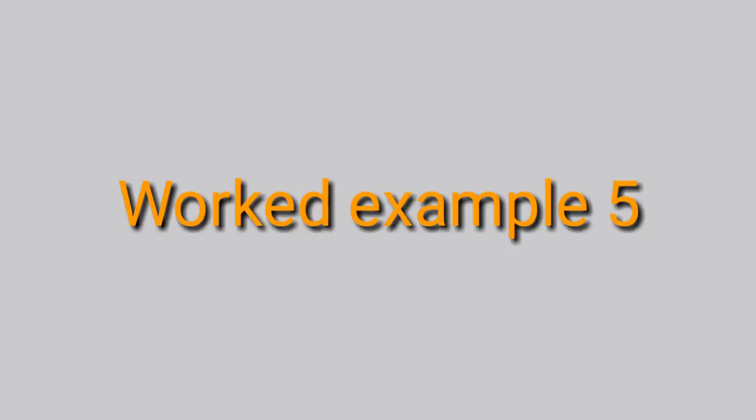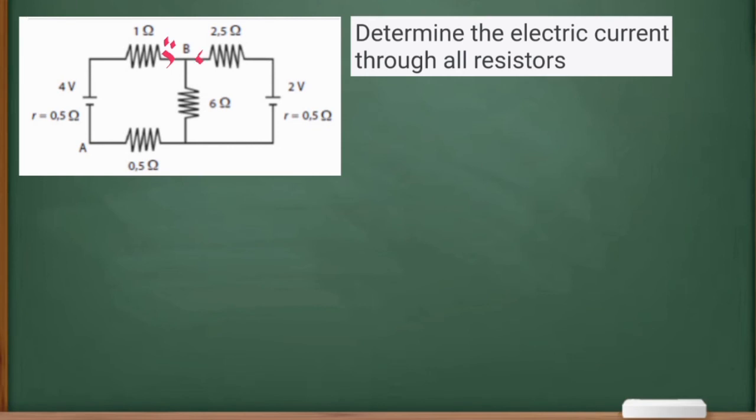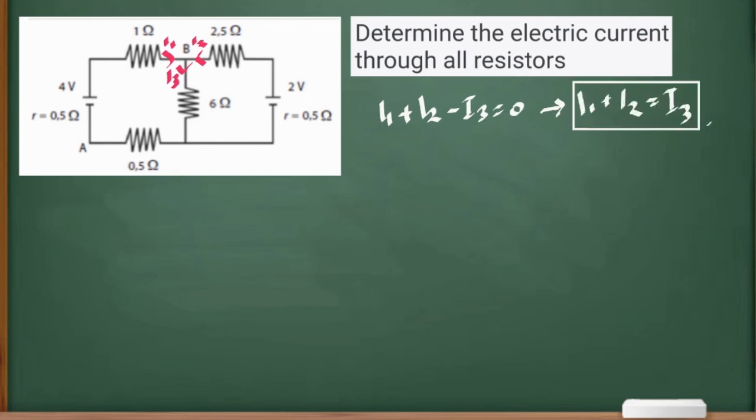And now example 5. The figure shows 4 resistors and 2 EMF with internal resistance. Determine the electric current through all resistors. First, you can draw the electric current direction. This is free for you to choose the direction. And using Kirchhoff's first law, I1 plus I2 minus I3 equals 0. So I1 plus I2 equals I3. This becomes the first equation.